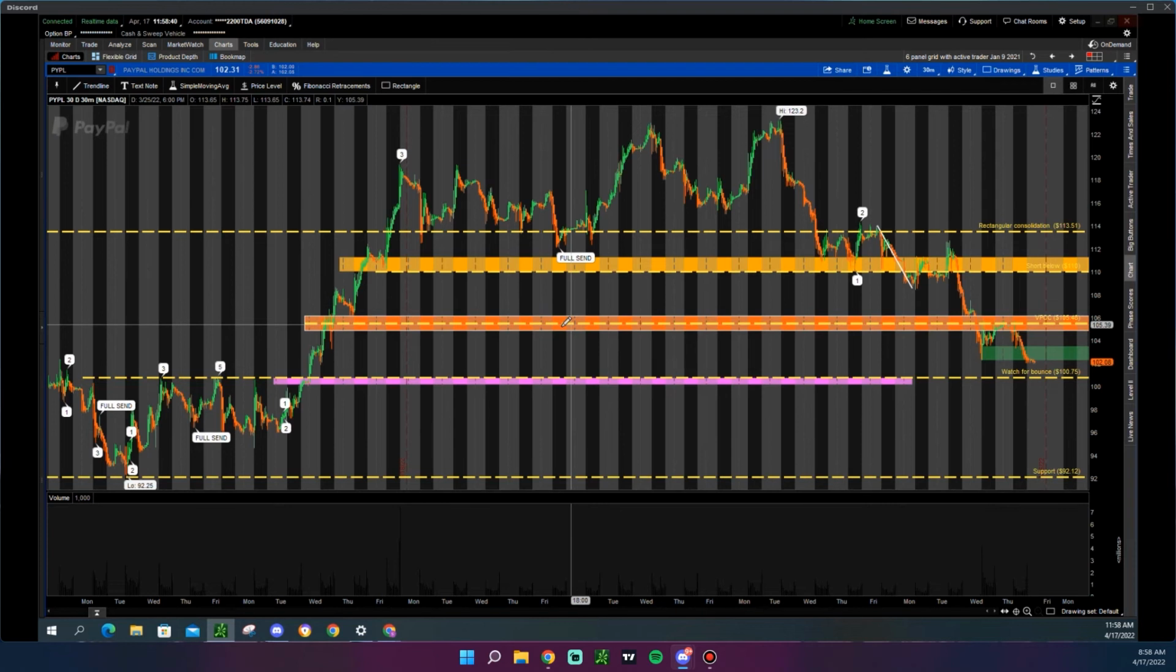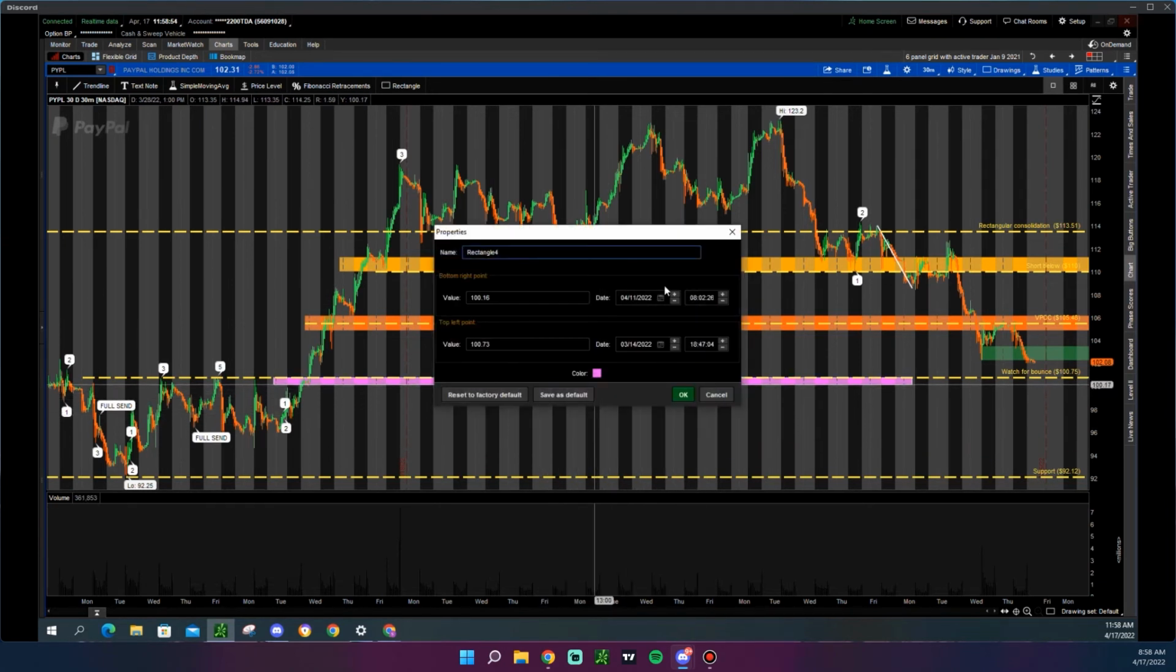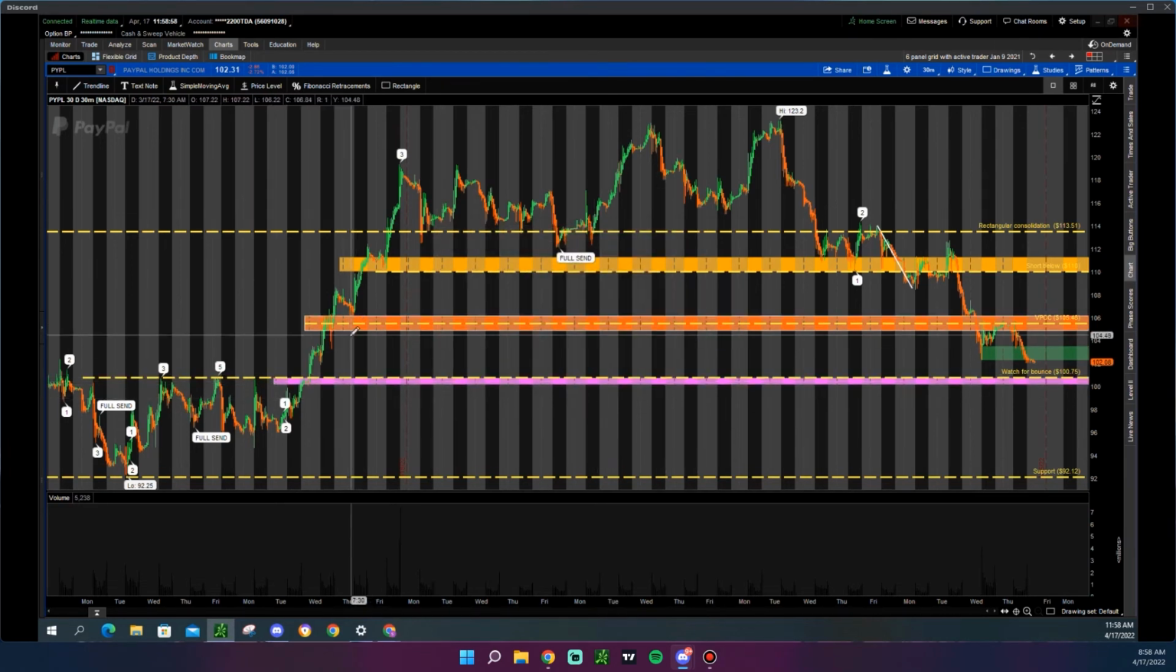So I have a question about retest. How do you determine the retest? I mean, are you looking at a time span of when it's gonna come back, or because sometimes a retest looks like consolidation as well? It depends, right? So that's why, for instance, let's look at this PayPal level here.